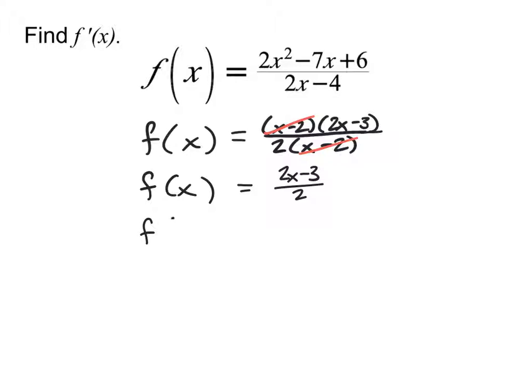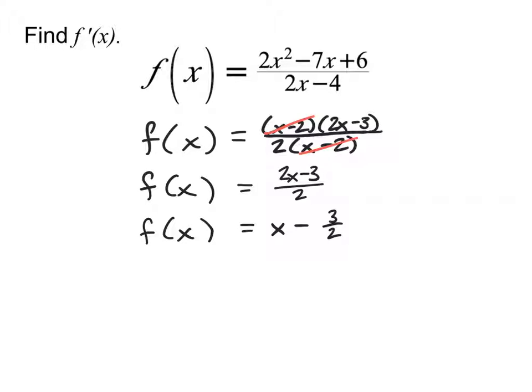Or if we want to make it nice and easy for us to be able to do the derivative, I divide both of those terms on the top by the 2. 2x over 2 is x, minus 3 over 2, which is, well, 3 over 2. That's really what f of x is.